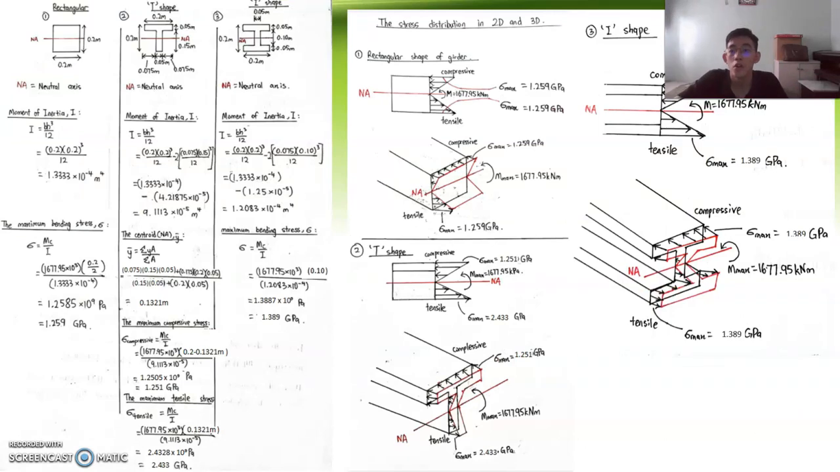The left figure shows the moment of inertia first. We will find the moment of inertia before we find the maximum bending stress of the different types of girder. After the maximum bending stress is produced, we can then draw the stress distribution in 2D and 3D, as shown in the right figure.